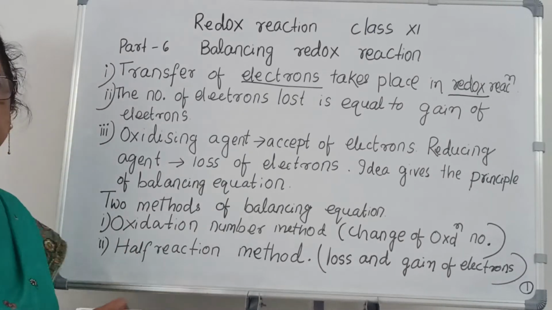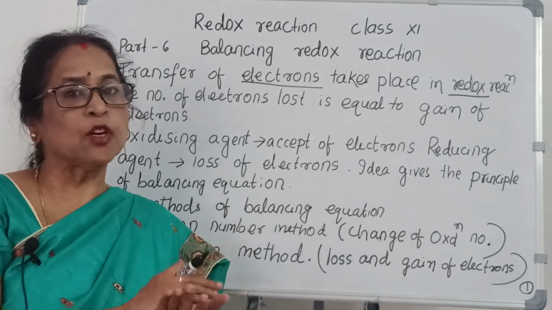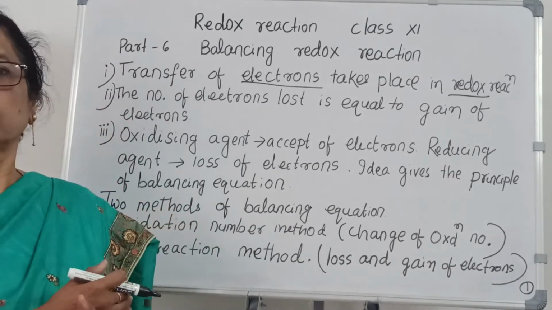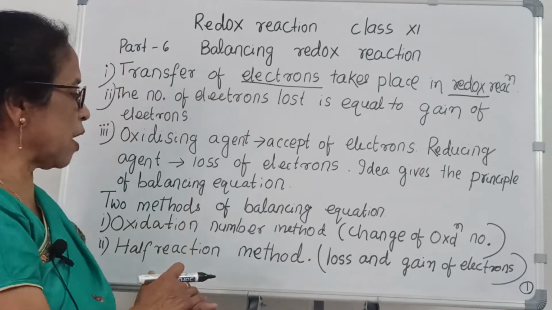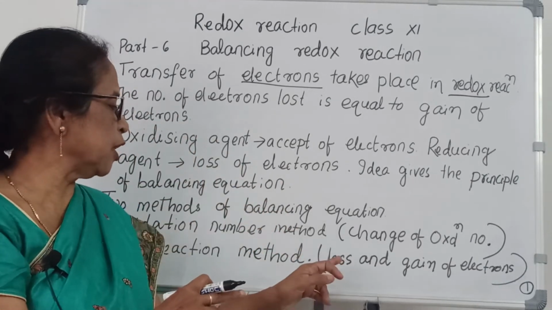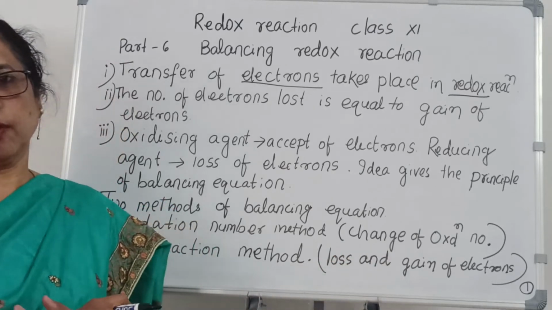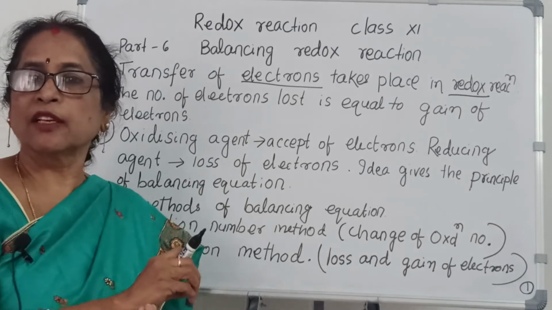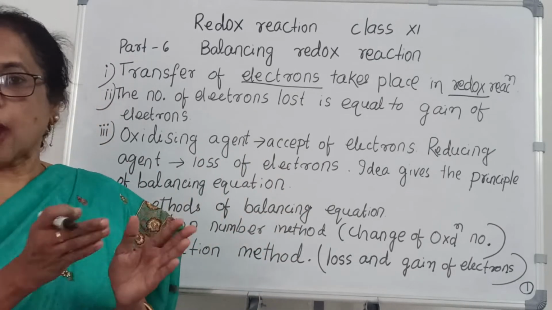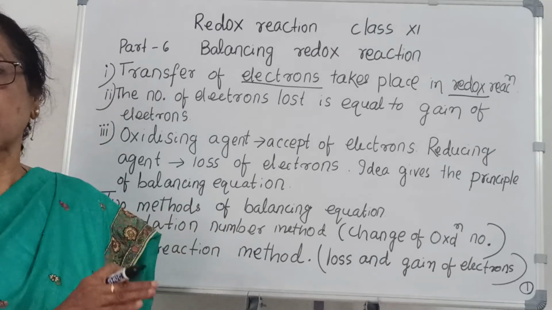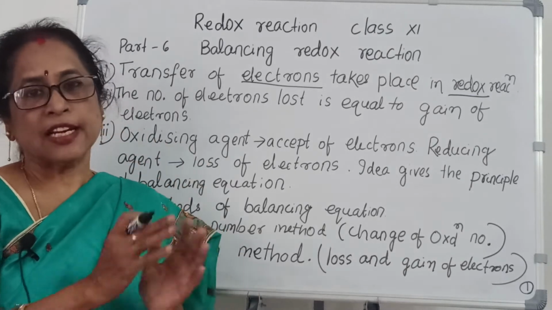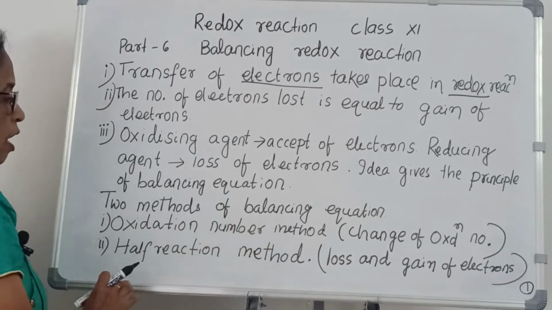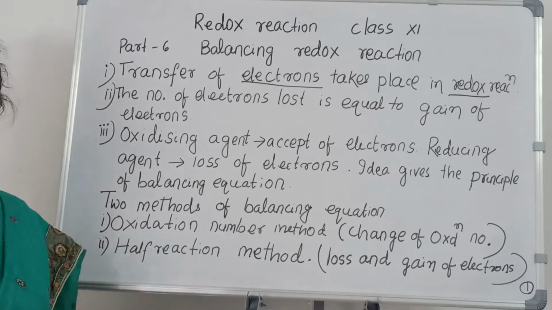the half reaction method, since here ions, after losing electrons, form positive ions. After gaining electrons, negative ions are formed. That is why here the basic principle is loss and gain of electrons, and this is also called the ion electron method because ions are involved and electrons are involved. After losing electrons, positive ions are produced. After gaining electrons, negative ions are produced. That is why it is the half reaction method, and the other one is the oxidation number method.